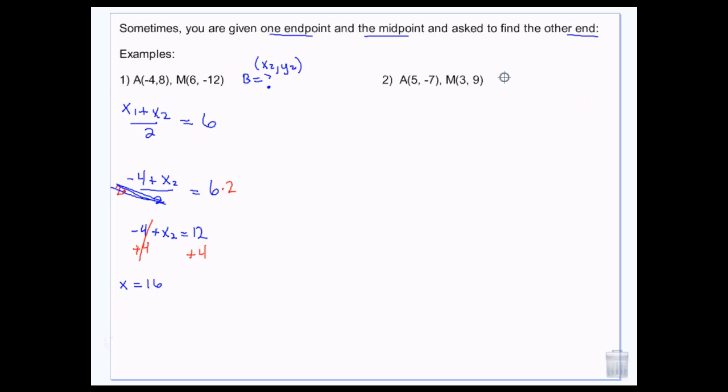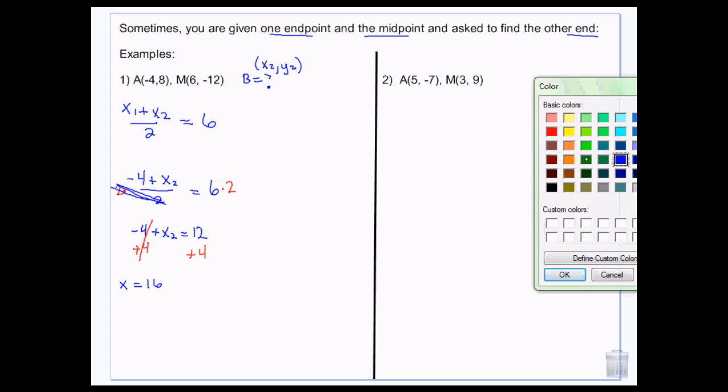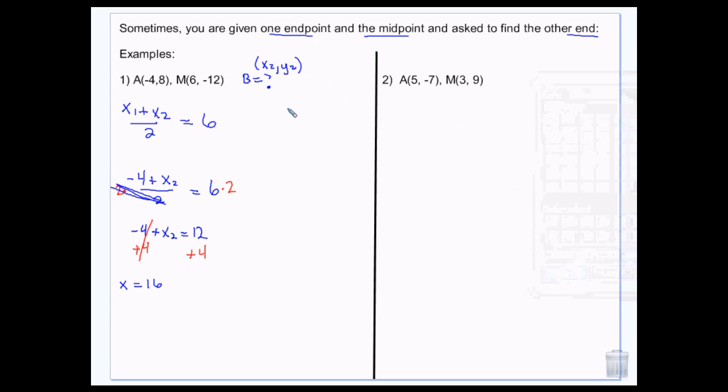Now to find the y, I'm going to do the same thing. I'm just going to put a little barrier here. And I'm going to use... What do you think? Green? Green's good. Okay. If I add the two y's together and divide it by 2, it would give me negative 12. Well, I have the first y, which is 8.